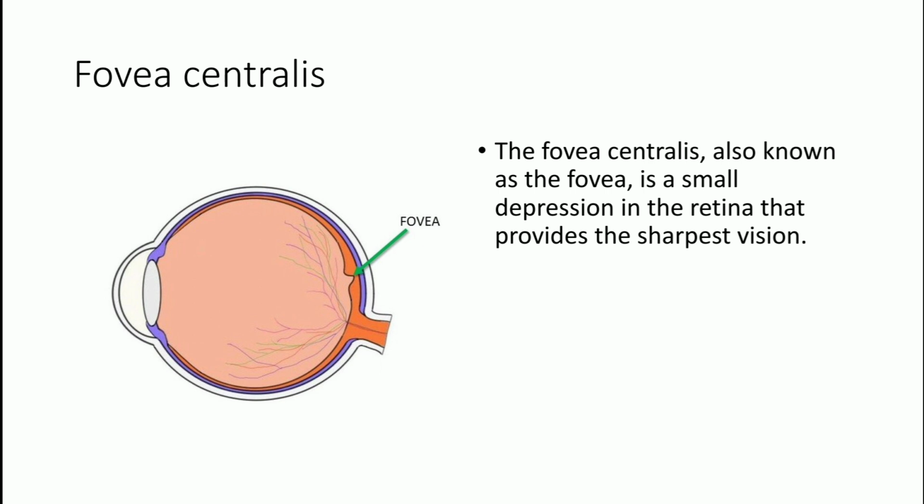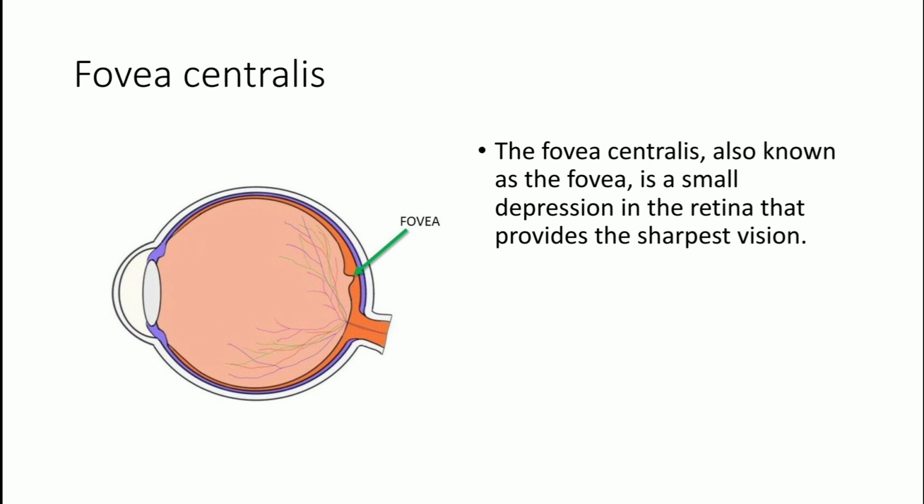Function: the primary function of the fovea is to provide high visual acuity, enabling us to see fine details clearly. Location: situated in the center of the macula, which is itself located in the posterior part of the retina. Structure: the fovea is a small pit or depression, meaning it is slightly indented compared to the surrounding retina.